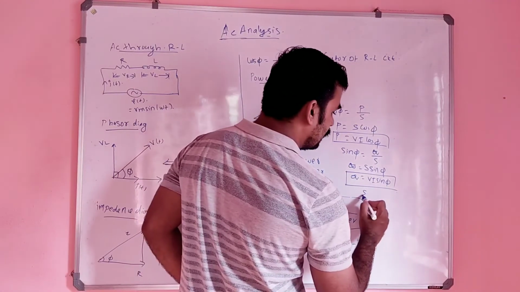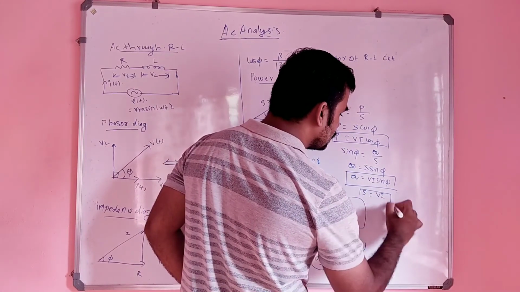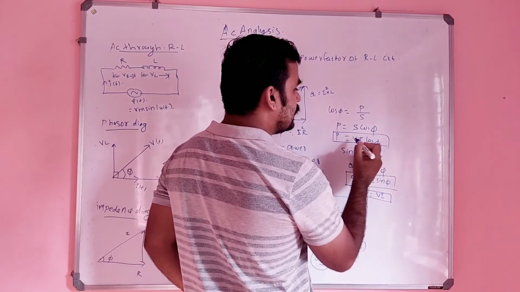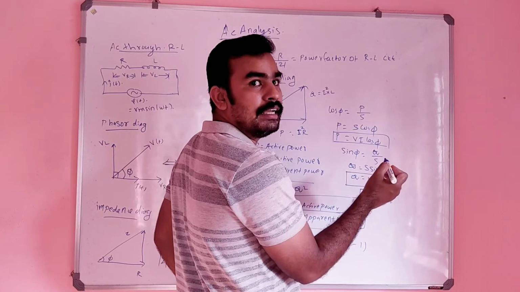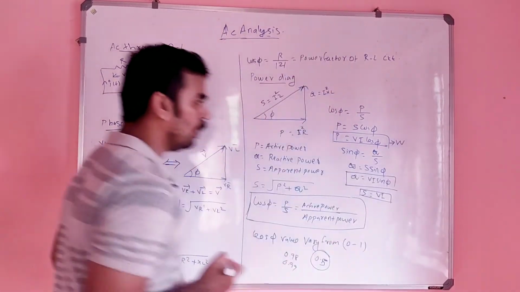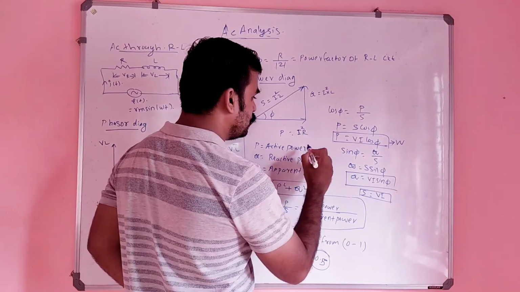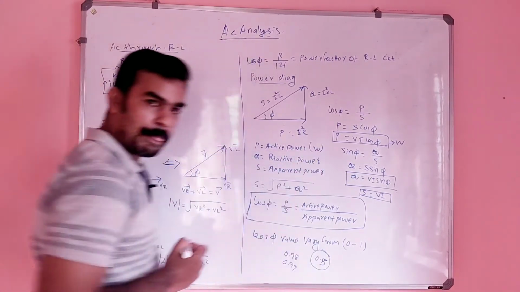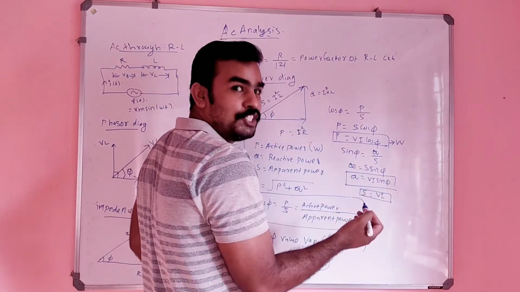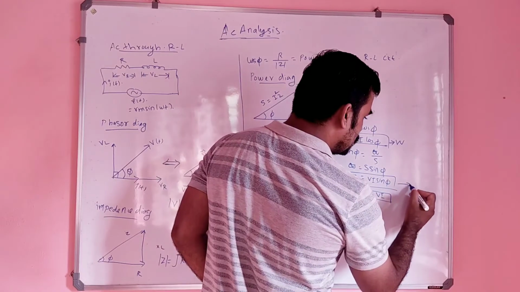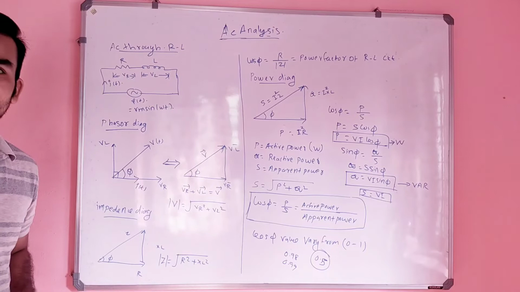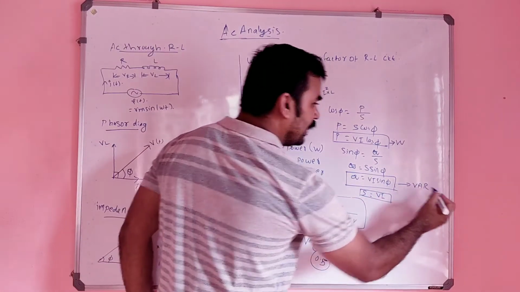And simply S is equal to V into I. So what is the unit of this V I cos phi? It is in watt. So active power is in watt. Then what is Q? It is the reactive power, so its unit will be VAR, or volt ampere reactive.